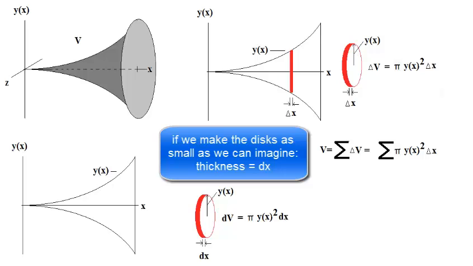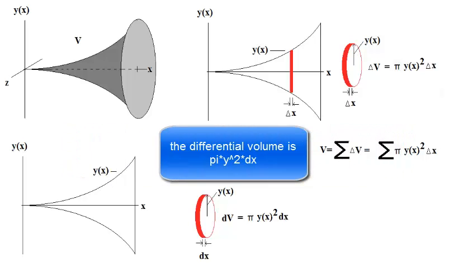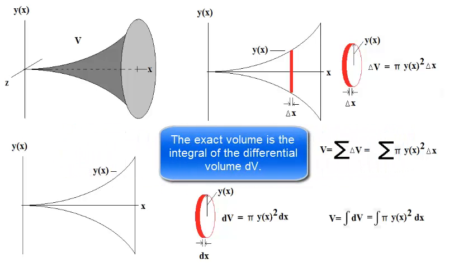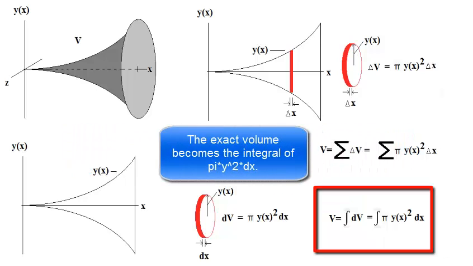If we make the disks as small as we can imagine, give them a thickness dx, the differential volume is pi y squared dx. The exact volume is the integral of the differential volume. And the exact volume becomes the integral of pi y squared dx.